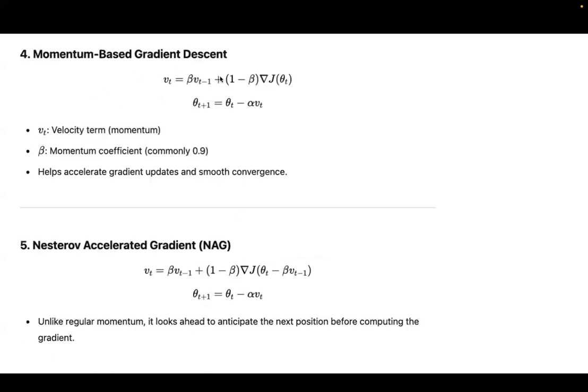Then there is momentum-based gradient descent. There is Nesterov accelerated gradient. Different formulas, different types, each having its own formula. So the only difference is the formula being used to compute the new values. The goal remains the same, to have the model perform much better or predict values which are closer to the actual values. But the difference is the formulas that you're using.